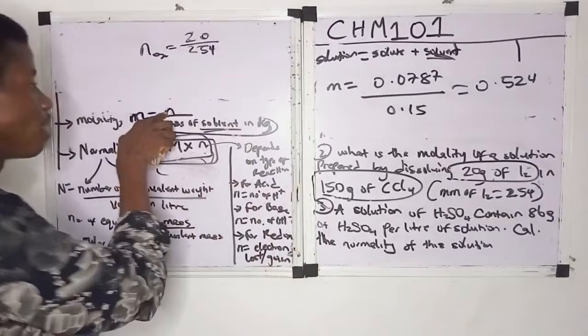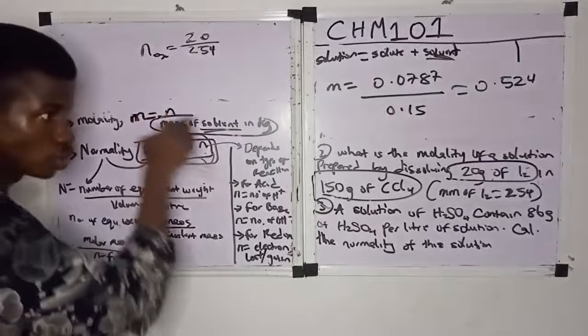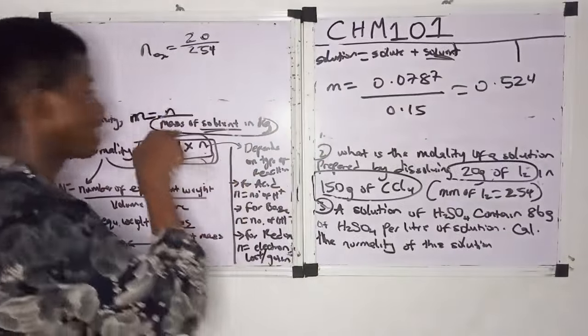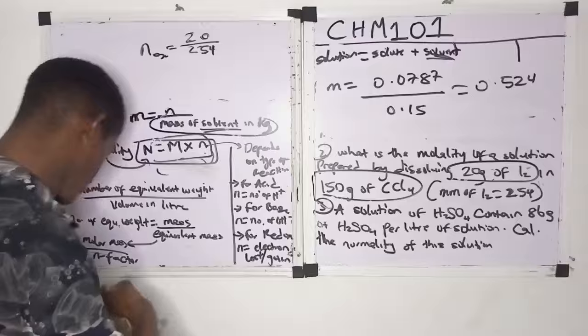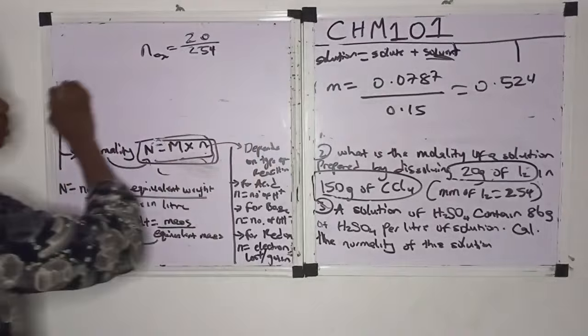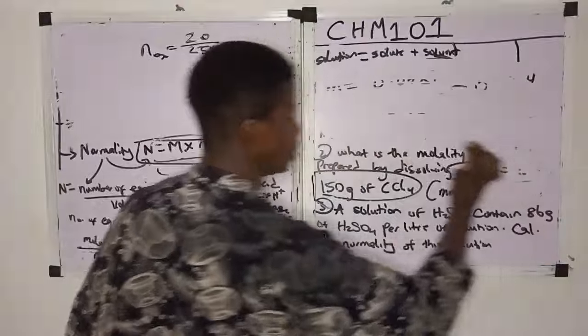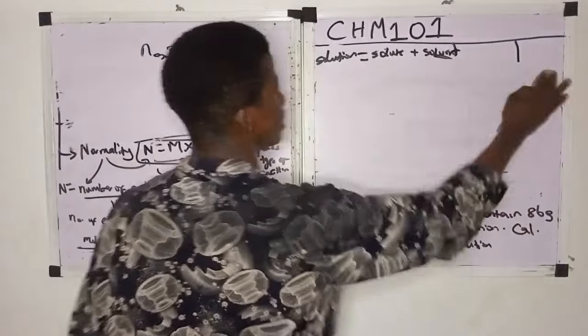It's very easy. Number of mole of the solute. Solute is the one actually dissolved, divided by the mass of the solvent in kg. Okay, so let's do the last part, normality. Okay. So let's do the last part.